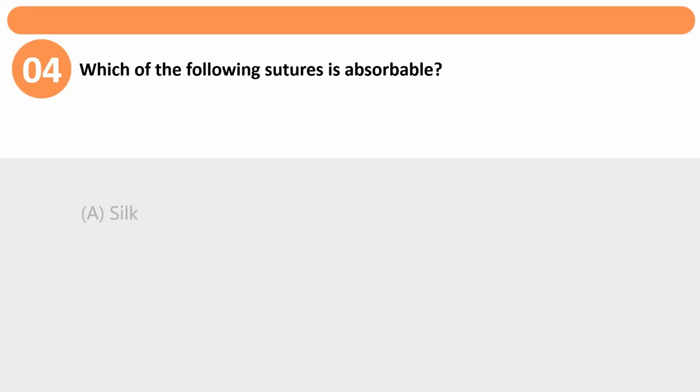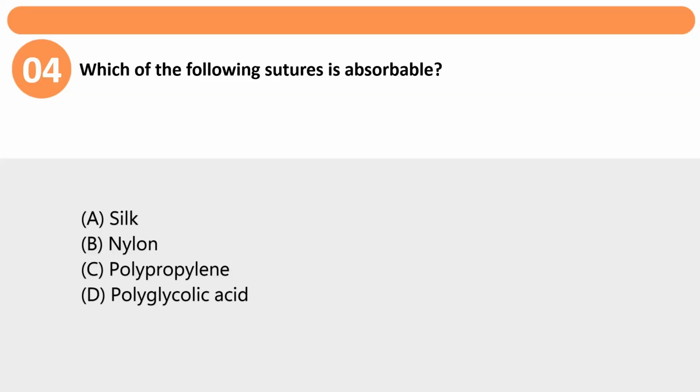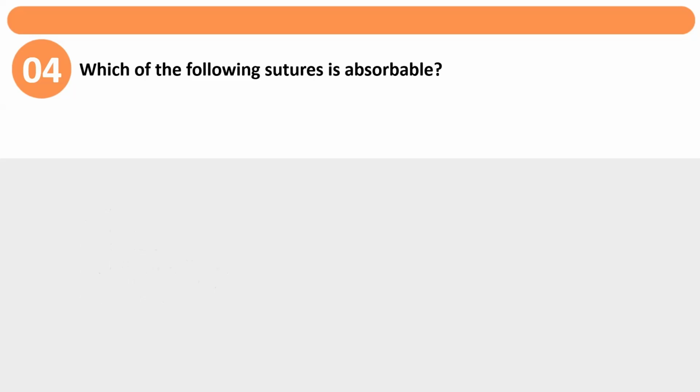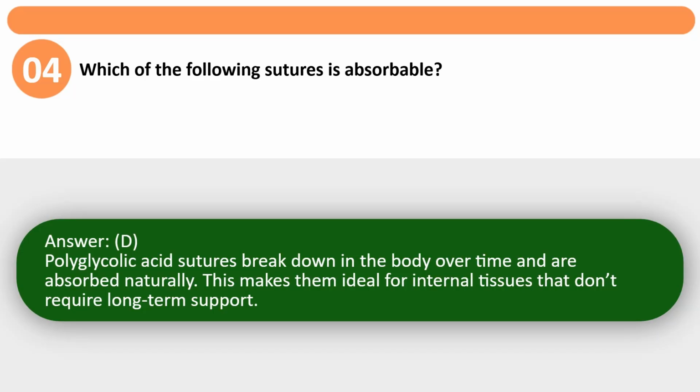Which of the following sutures is absorbable? A. Silk. B. Nylon. C. Polypropylene. D. Polyglycolic acid. Answer: D. Polyglycolic acid sutures break down in the body over time and are absorbed naturally. This makes them ideal for internal tissues that don't require long-term support.